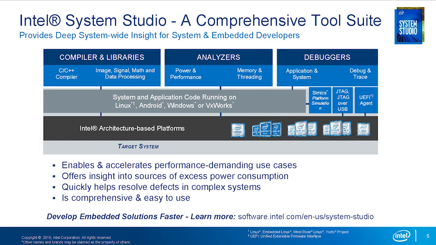And then when you're generating your solution, the System Studio offers C and C++ compiler and highly optimized performance libraries for imaging, signal, math, and data processing. And then to analyze and tune your solution, there are memory and threading utilities that will help analyze invalid memory access and memory bandwidth issues, and power and performance analyzers. And the power and performance analyzers is what we're going to focus on today.